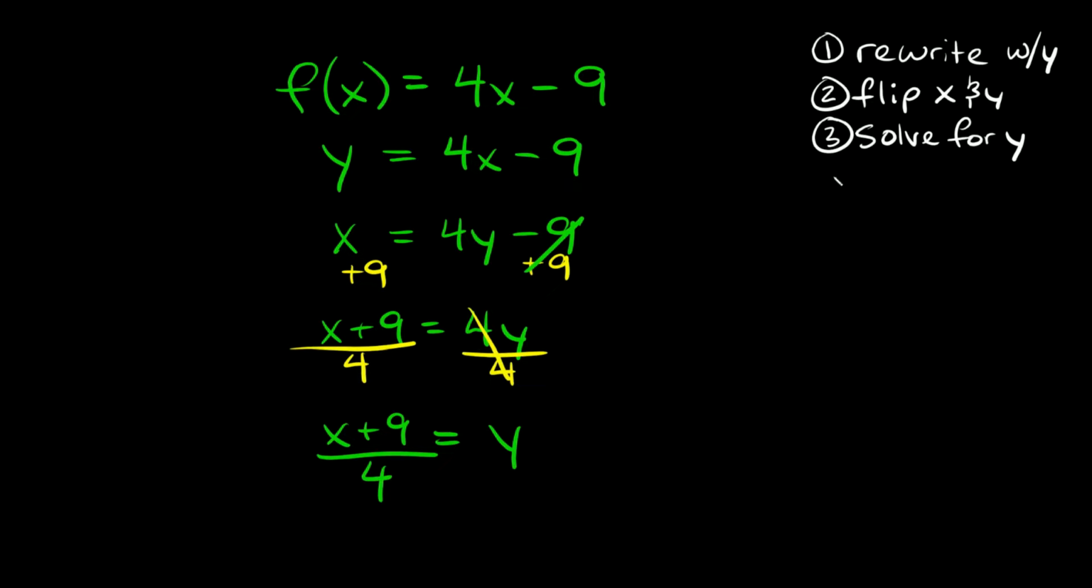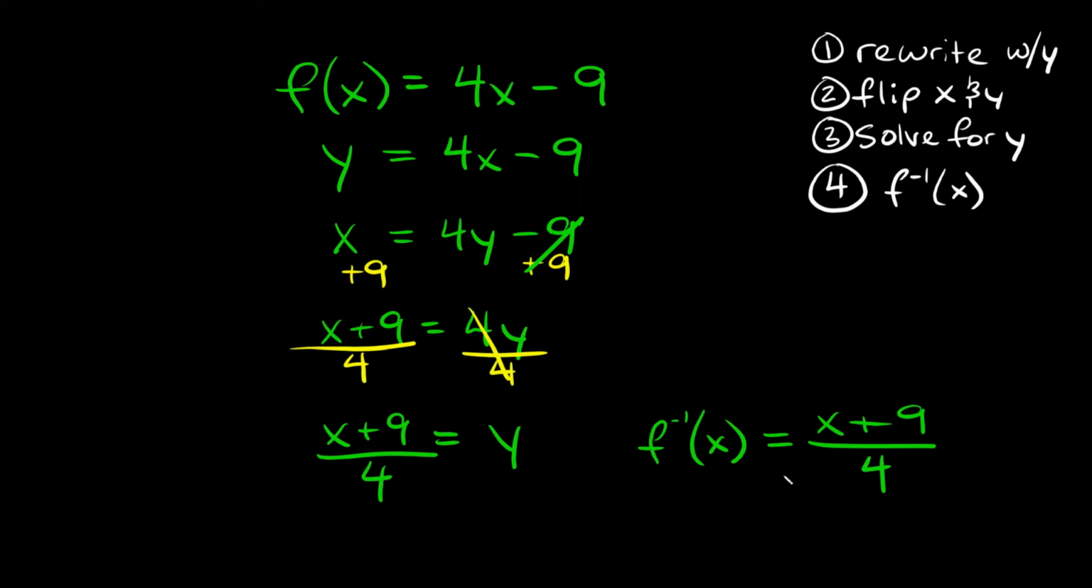Okay, and then the last thing, which I probably should have added here, is to just rewrite the y with the inverse function. So that's what you want to write in place of y. So instead of y is equal to (x plus 9) over 4, we're going to write this as f to the negative first of x. So that just means the inverse function is equal to (x plus 9) over 4. All right, so then that would be your final answer right there.